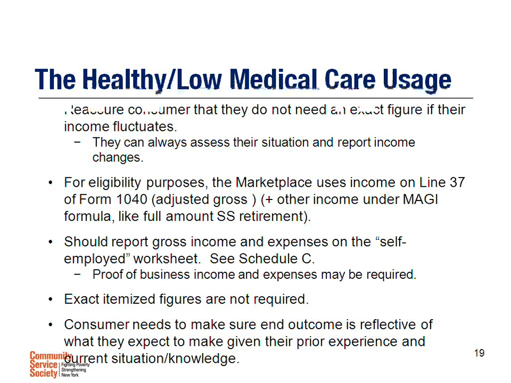Okay. So the healthy, low medical care usage consumers. Consumers who are generally healthy and have little medical needs and are not eligible for CSRs may consider silver versus bronze plans. Make sure that they understand the basics of the two metal levels, deductible, co-pays versus co-insurance, right?